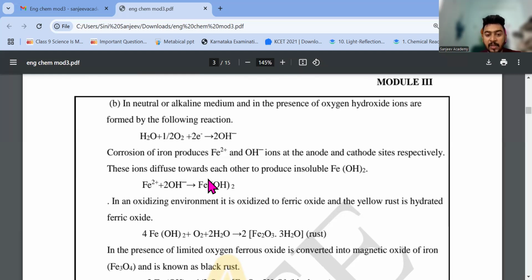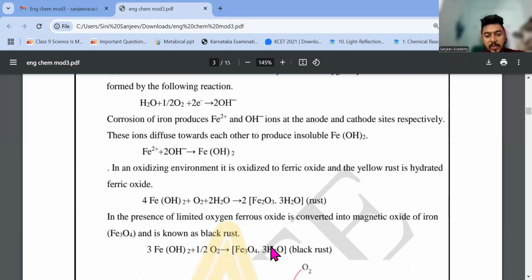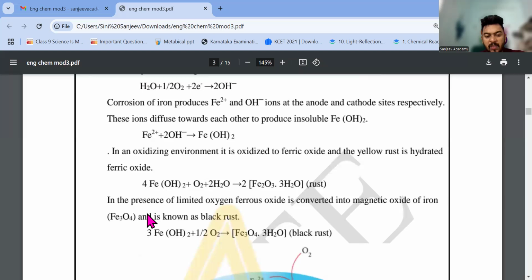When this iron hydroxide is treated with water, it will form ferric oxide, Fe2O3. Fe2O3 is called ferric, Fe3O4 is called ferrous. Again, this 2 and 3 is mainly due to the oxidation number. Fe3O4, as I already told you, is nothing but the black rust. So again, we have to learn these two steps by heart.